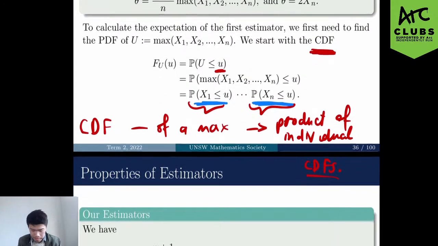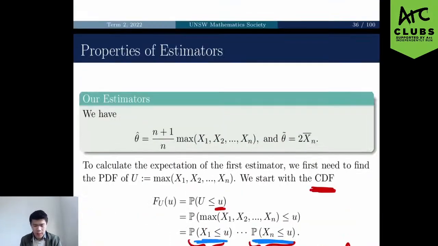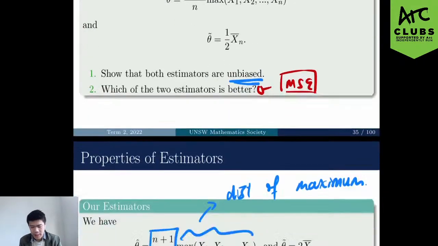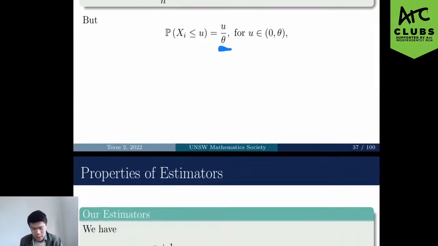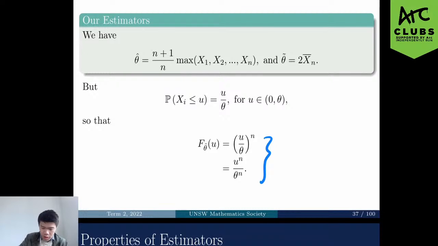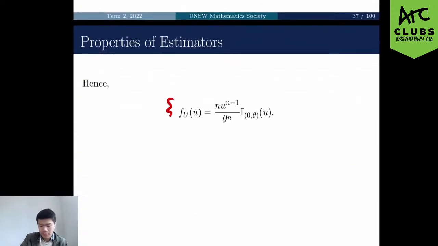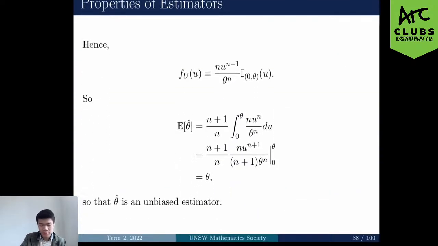Cool. All right, and that means we have to actually calculate the CDF. I won't go into it, but because this is uniform 0 theta, you can easily calculate the CDF to be equal to u divided by theta. And so all you have to do is just sub that in. You get that the CDF is equal to the product of n of these, which is just equal to one of these to the power of n. And that means you can find the PDF. And then once you've gotten the PDF, you can integrate and you'll get theta.